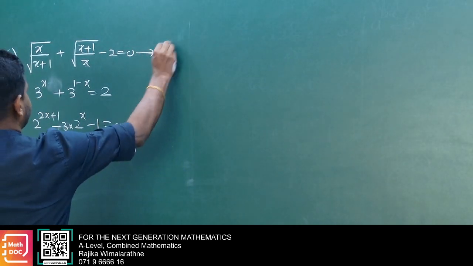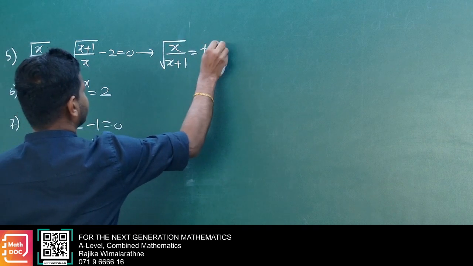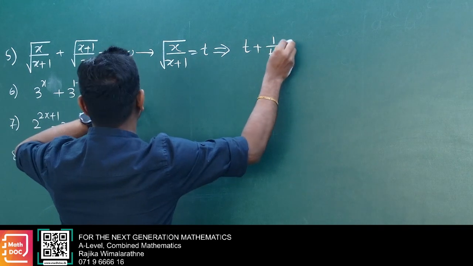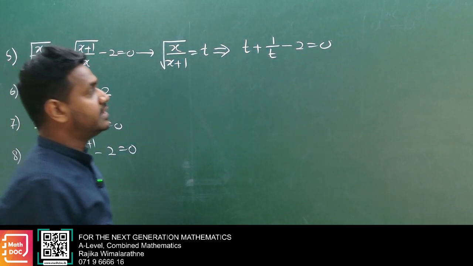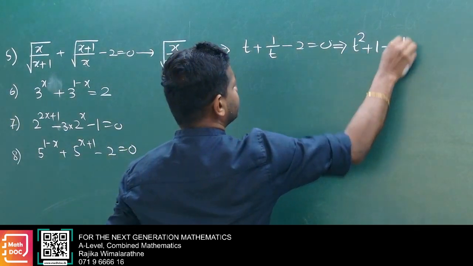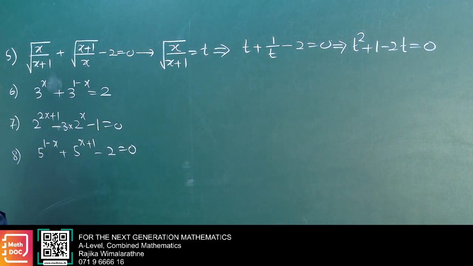Okay, here the root of x over x plus 1 is t. Then t plus 1 over t minus 2 equals 0. Then you can convert to quadratic format: multiply by t, t squared plus 1 minus 2t equals 0.